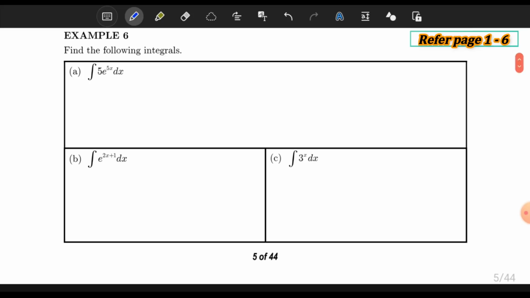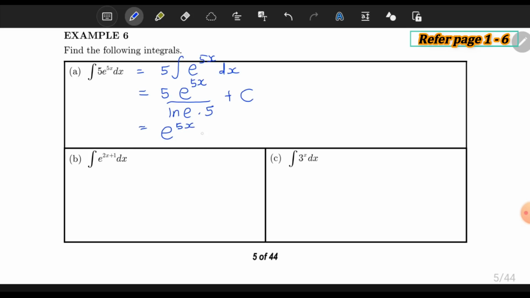Find the following integral. We can write 5 in front. 5 integrate exponent 5x dx equal to 5, copy the exponent, divide by ln e, ln base, times differentiate the power, which is 5, plus c for indefinite integral. And the answer is exponent 5x plus c.